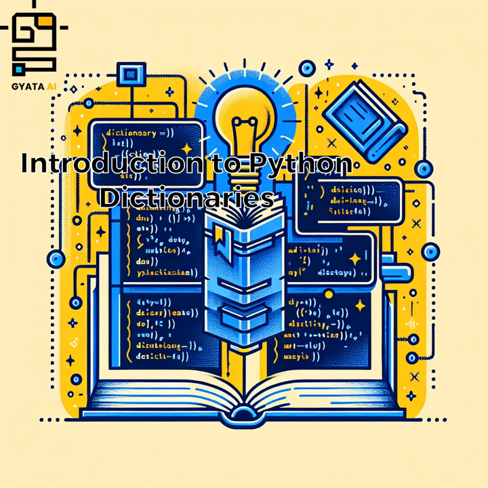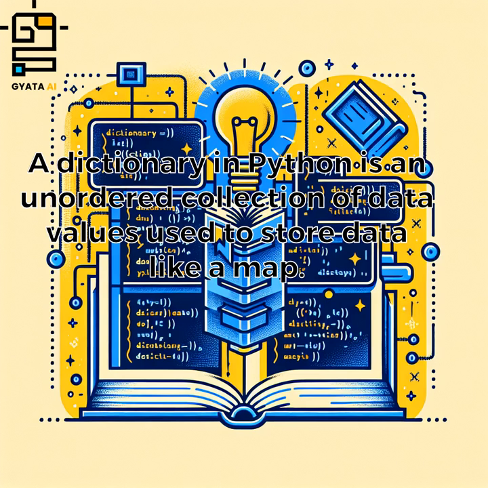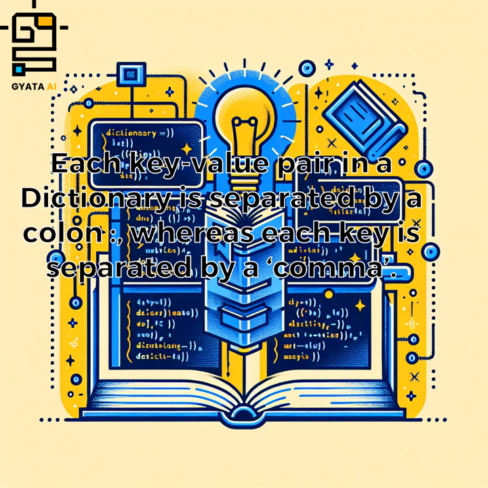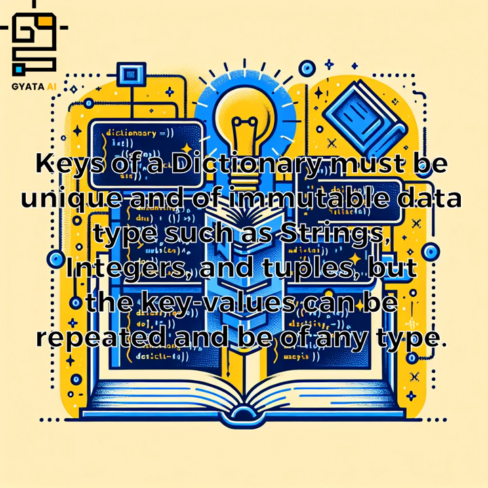Introduction to Python Dictionaries. A dictionary in Python is an unordered collection of data values used to store data like a map. Each key-value pair in a dictionary is separated by a colon, whereas each key is separated by a comma. Keys of a dictionary must be unique and of immutable data type, such as strings, integers, and tuples, but the key values can be repeated and be of any type.